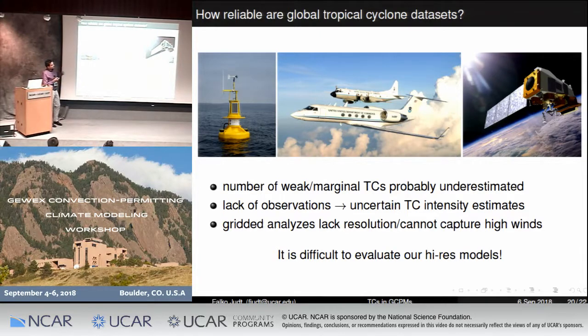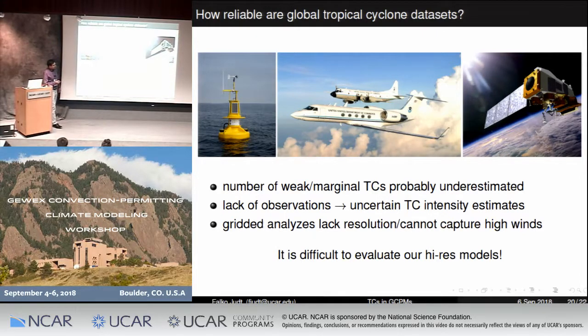Because how do we get the observations? Well, there's buoys. There's very few buoys over the global oceans. In the Atlantic, we use research and operational aircraft that fly into the hurricanes before they make landfall. But not every hurricane in the Atlantic makes landfall. And it's expensive, but this is probably the best observations we get around the North Atlantic. And then there's satellites that work globally. But again, the estimates of intensity you get from the satellites are questionable.